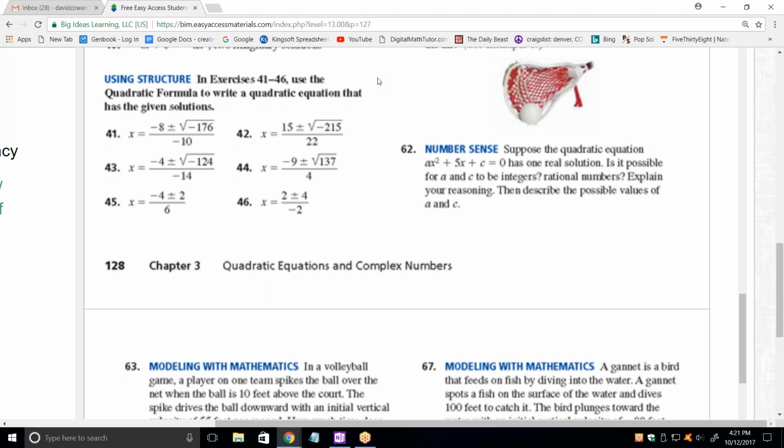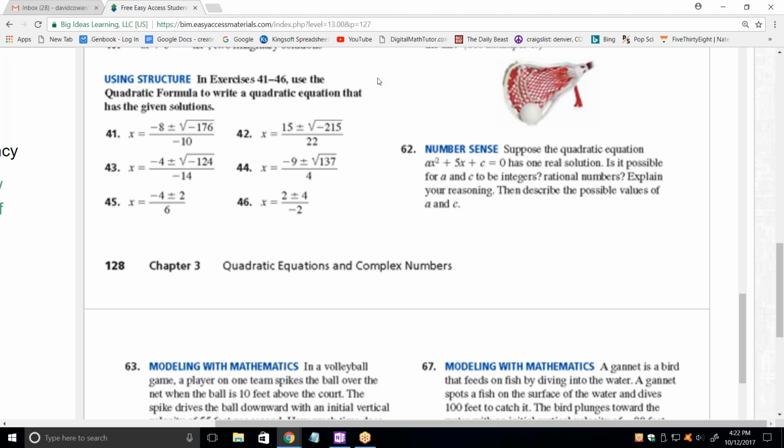Use the quadratic formula to write a quadratic equation that has the given solution. Am I missing something here? I don't know. No, I guess they want us to work backwards. Okay, let's see if we can do this. We have to do 42 through 46 evens. So it just says 42 and then 61. Okay, so let's just do 42.